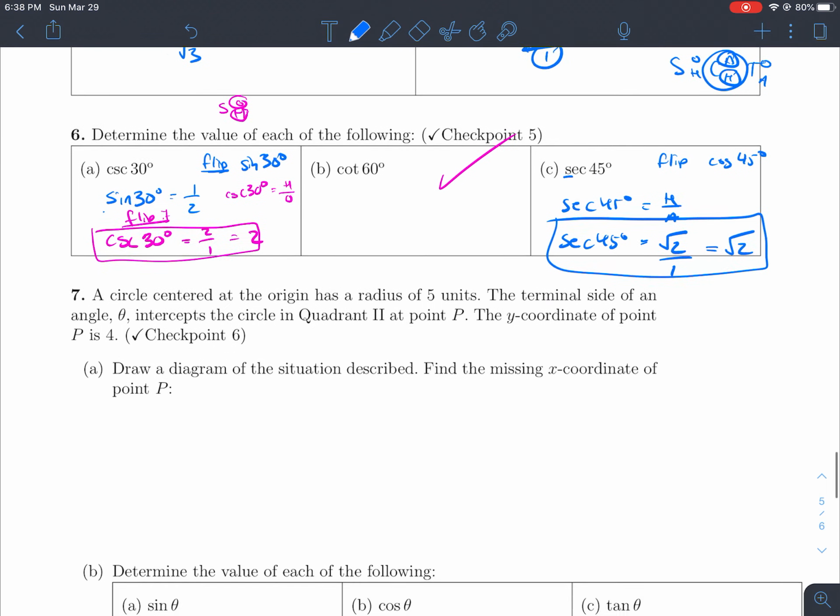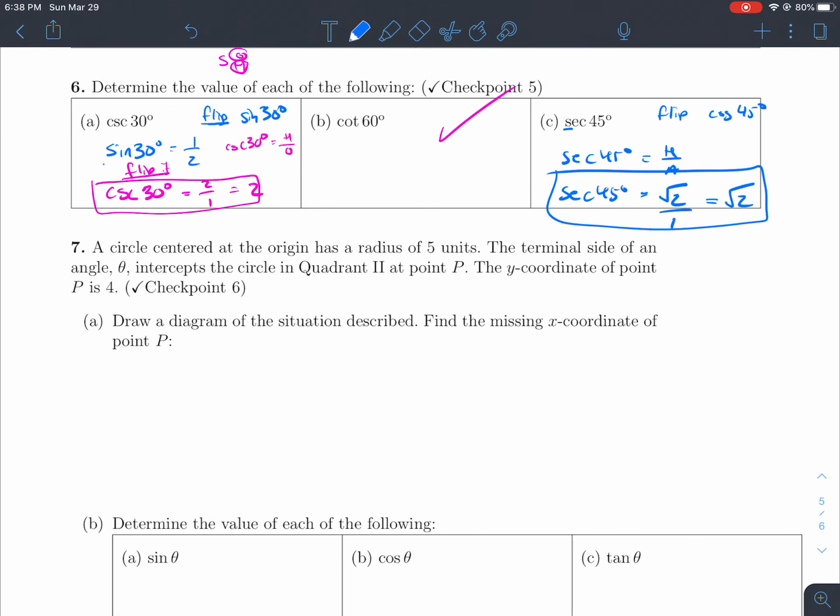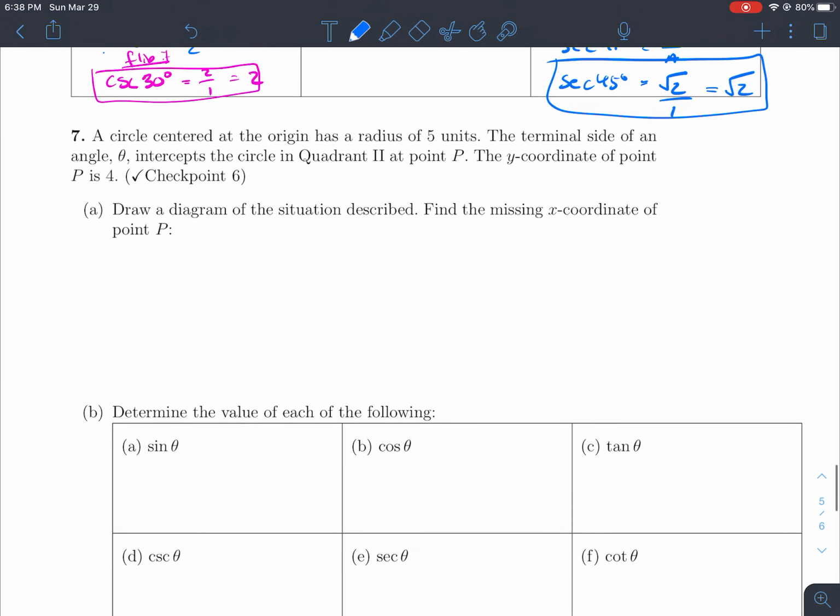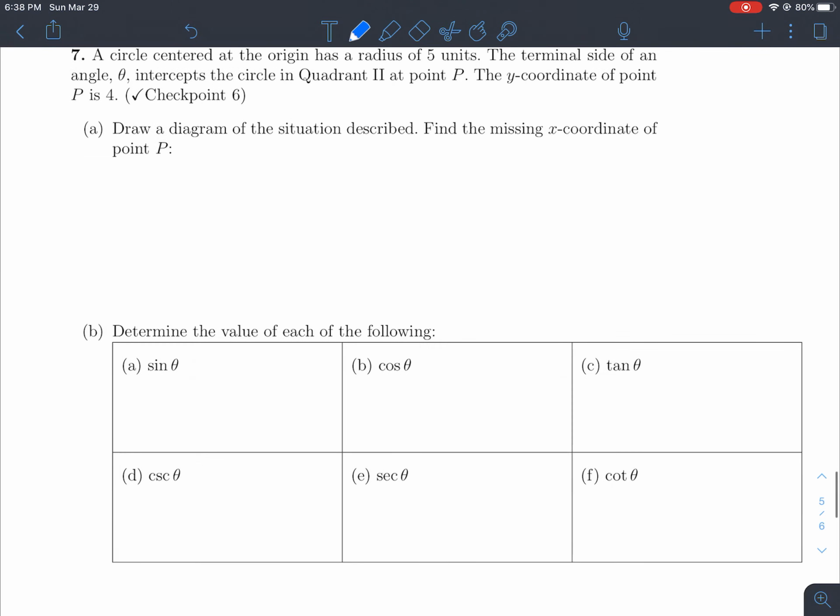A circle centered at the origin has a radius of 5 units. The terminal side of an angle theta intercepts the circle in quadrant 2 at point P. The y-coordinate of point P is 4. Draw a diagram of the situation described. Okay, this is quite a bit. Quadrant 2, point P. So that's going to have an x and a y coordinate because it's a coordinate in the coordinate plane.